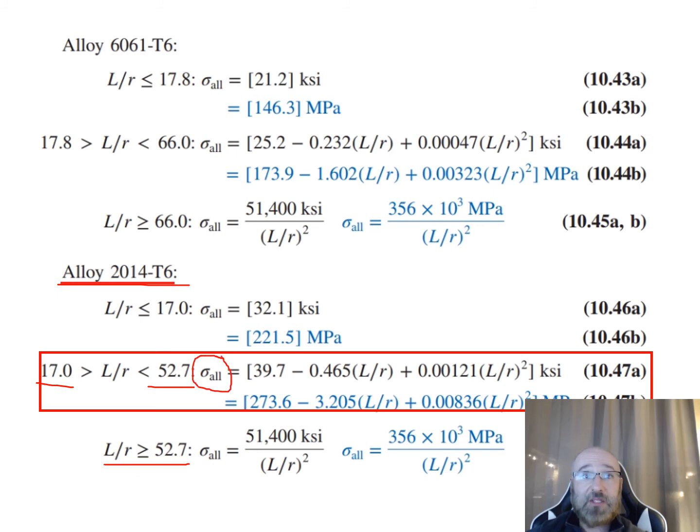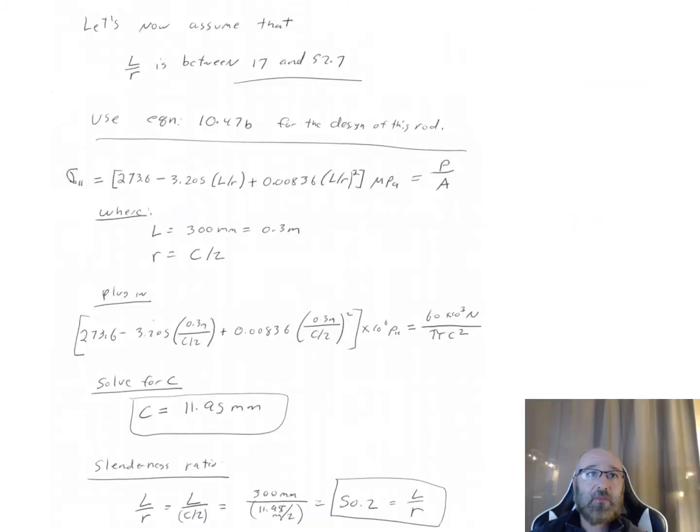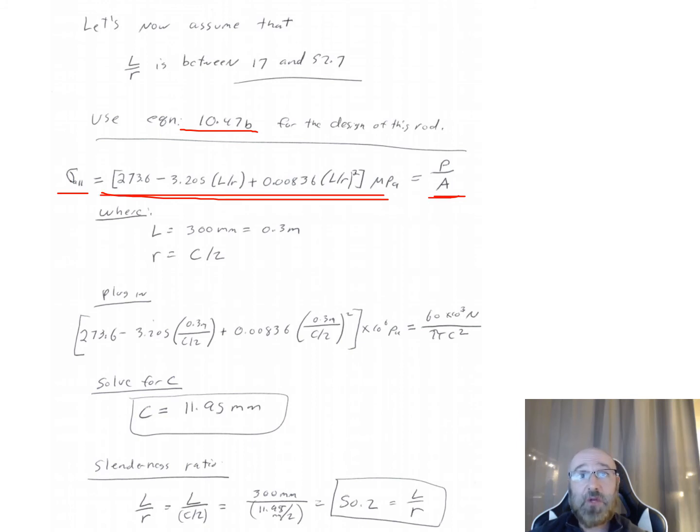Our allowable stress is equal to, in MPa, 273.6 minus 3.205 times that ratio L over R plus 0.0836 times the slenderness ratio squared, again in the units of MPa. So that's where this relationship came from, our equation 10.47b in our textbook. We also know that for centric loading, our allowable stress is equal to our P over A. So we can set all of this right here equal to our P over A, where our value for L is 300 millimeters and our value for R is C over 2.